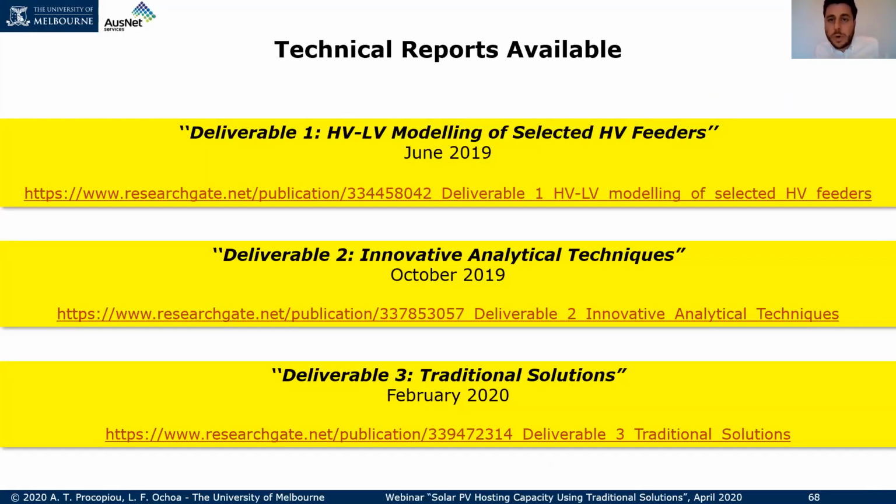In terms of the technical reports, everything is available online through ResearchGate and also through the project website, either through the ARENA website or the University of Melbourne website. You can click on these links and you will be able to access the detailed reports, where they provide all the information that is required for this particular task that we have completed.